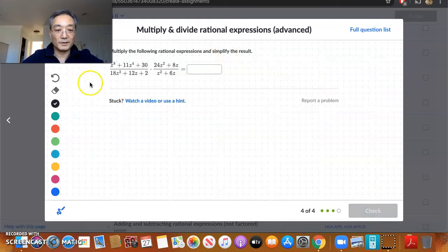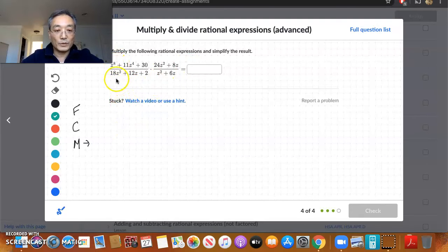All right, and finally, let's go to the fourth problem. And again, this is a multiplication. So there's no need for keep, change, flip, right? Just factor, cancel, and multiply across. Okay, so let's do it. Right, so first, let's factor. Looks like we're going to have, this is x to the 8th, correct? That's x to the 8th.